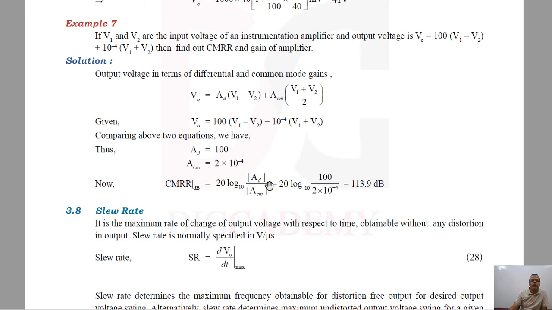We know the expression of CMRR in decibels. We have seen that in the theoretical part. So we get the common mode rejection ratio in decibels as well. So these are two simple examples which appeared in the past on common mode rejection ratio.